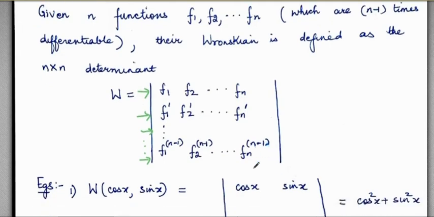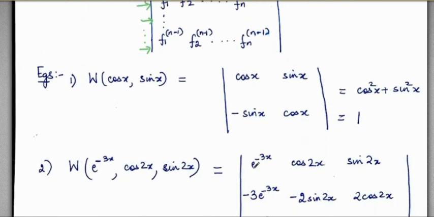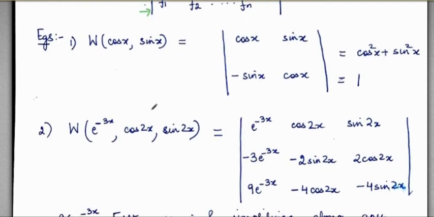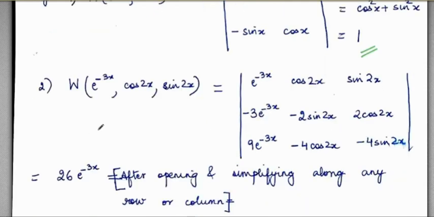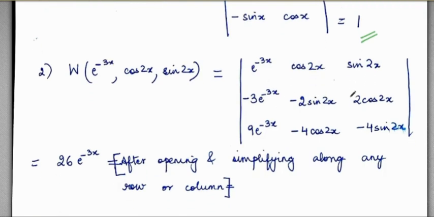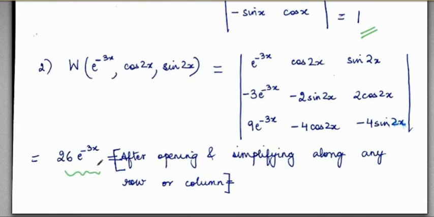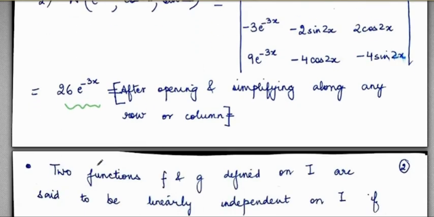So let's quickly have a look at certain examples in which the calculation of Wronskian has been done. The Wronskian of cos x and sin x: cos x, sin x, and then their derivatives. The derivative of cos x is minus sin x, the derivative of sin x is cos x, so you open it as a 2 cross 2 determinant to get 1. Let's calculate the Wronskian of these three functions. You take these three functions in the first row, their derivatives in the second row, their second order derivatives in the third row, and after opening it along any row or column, we can see that it simplifies to 26 e to the power minus 3x. So that's how Wronskians are calculated.